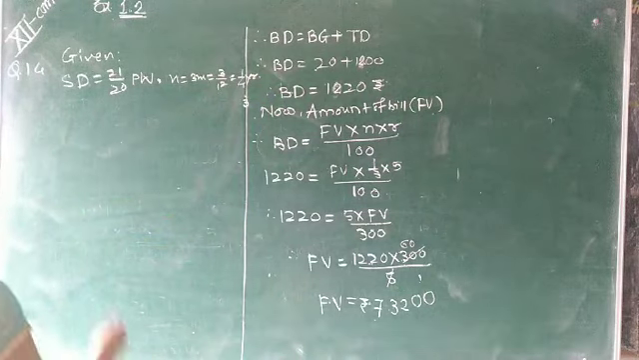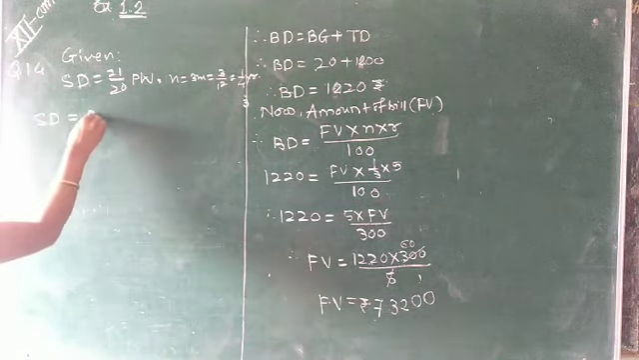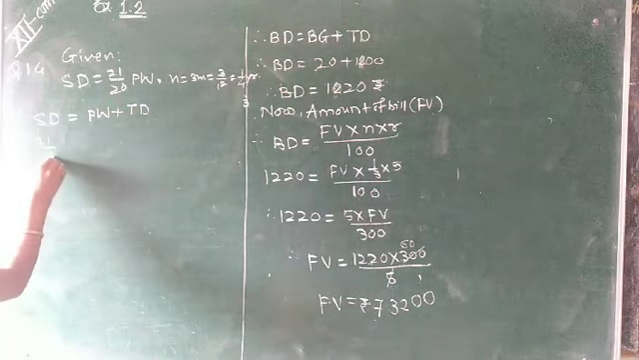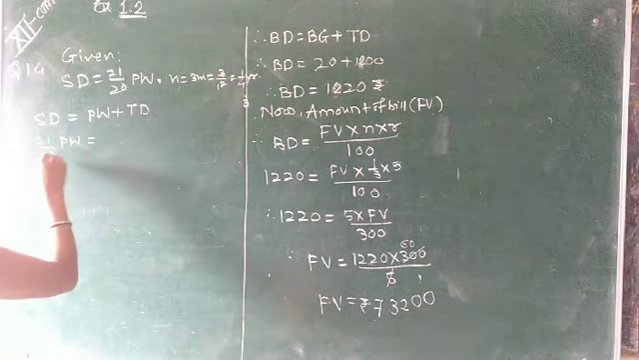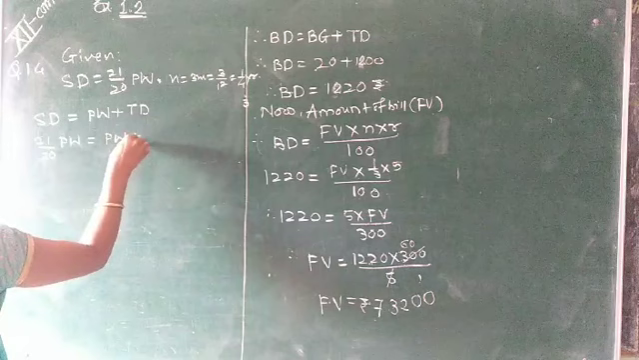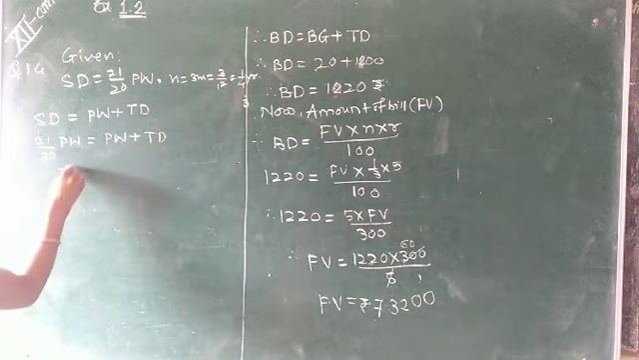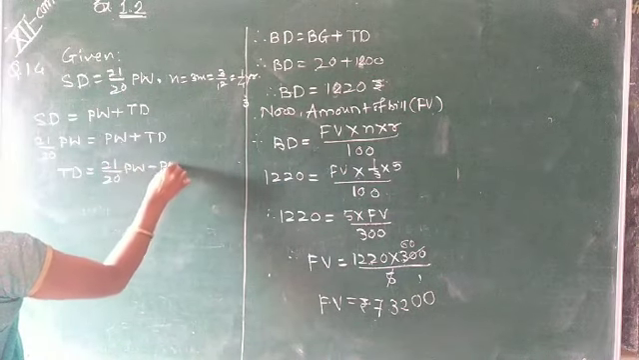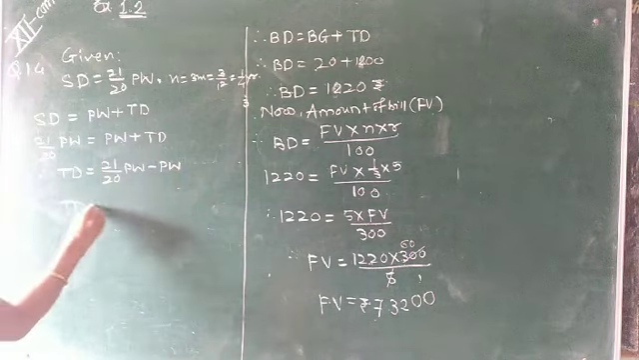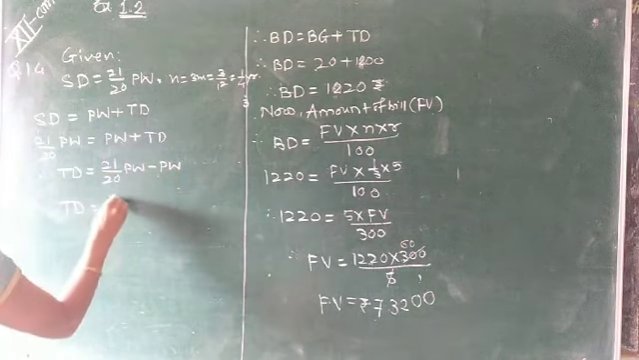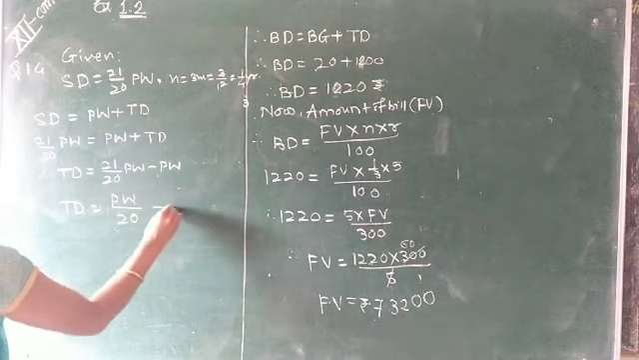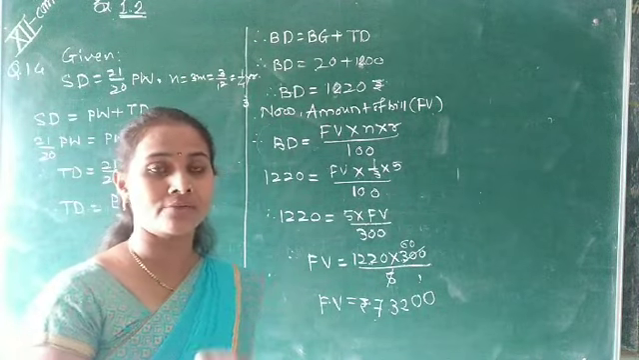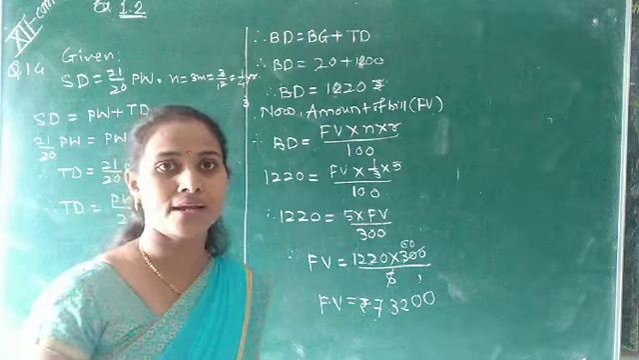So first we know the formula for SD in terms of PW. SD is equal to PW plus TD, and here we know the value of SD, 21 upon 20 PW is equal to PW plus TD. Therefore, TD is equal to 21 upon 20 PW minus PW. Therefore, TD is equal to PW divided by 20. Here we get the value of TD. Now again we know the formula, that true discount is equal to PW into N into R divided by 100.